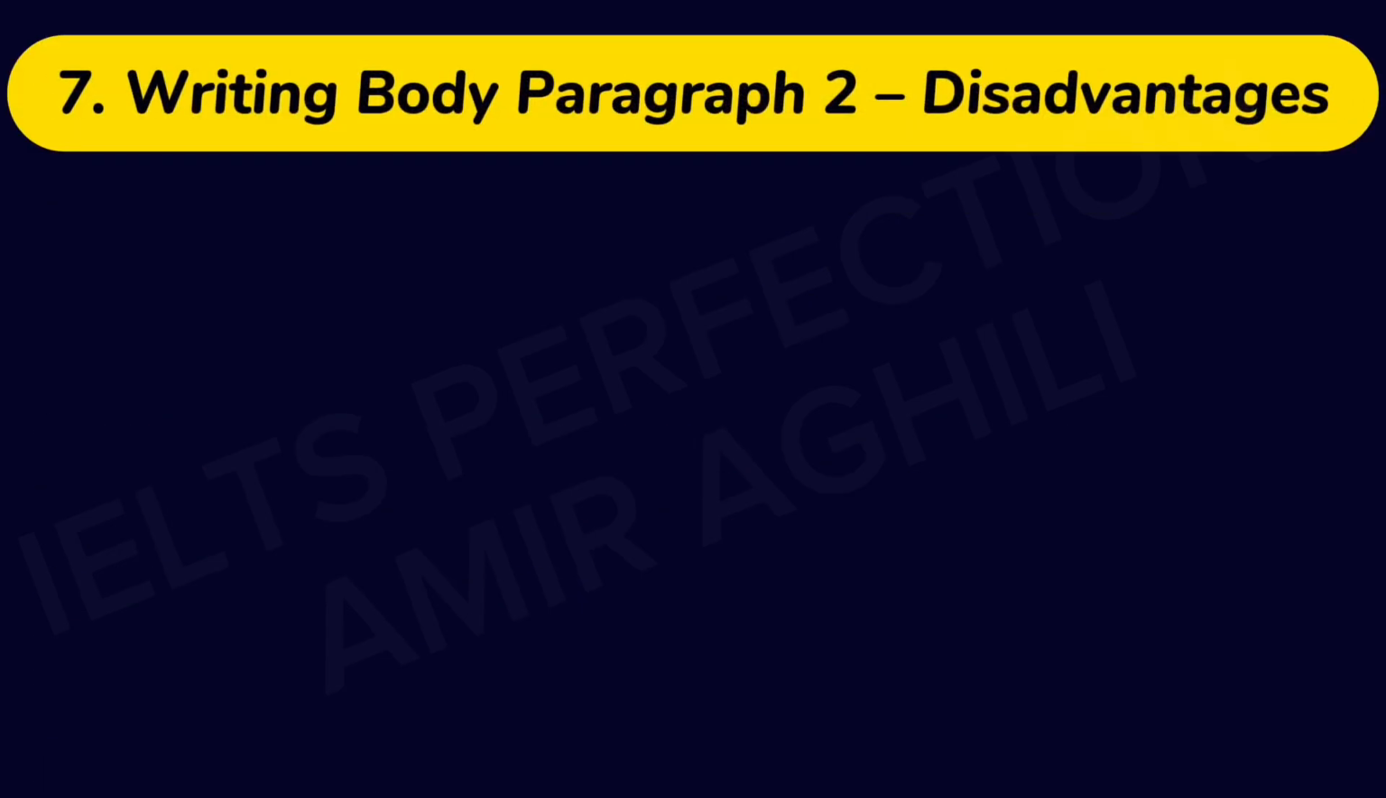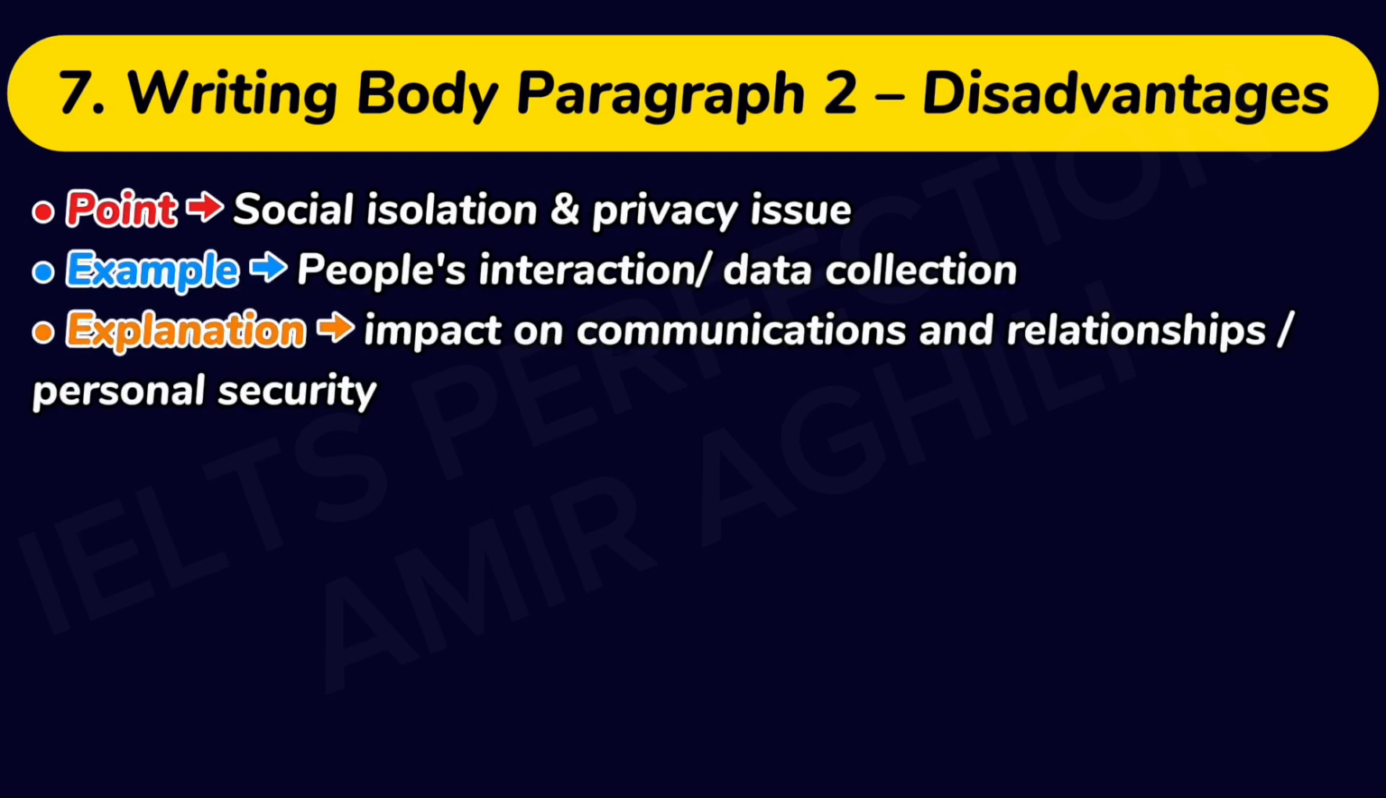Step 7 is writing body paragraph 2. Again, for this paragraph, I have considered two main ideas. And as you can see, there is an example and explanation for each. The ideas are social isolation and privacy issues. The examples are people's interaction and data collection. And the explanation would be impact on communication and relationships, and personal security.